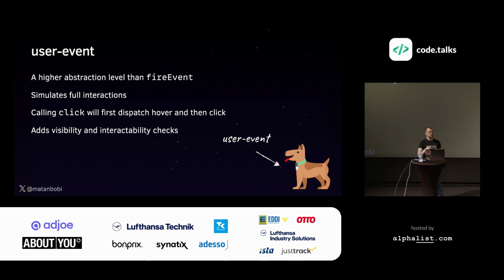Because what's the motivation to click on an element if it's hidden? The user can't do it either. So if the element is hidden, you won't be able to click on it using user event, and you'll get an error. Same goes for pointer-events: none, and stuff like that. We do it in user event.